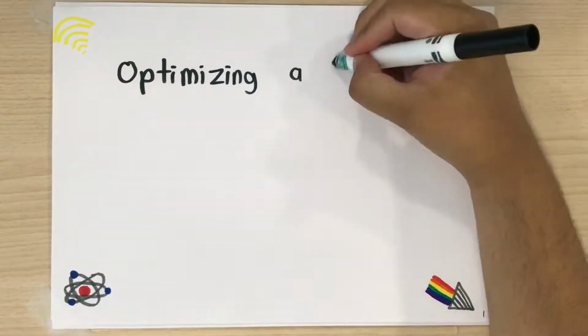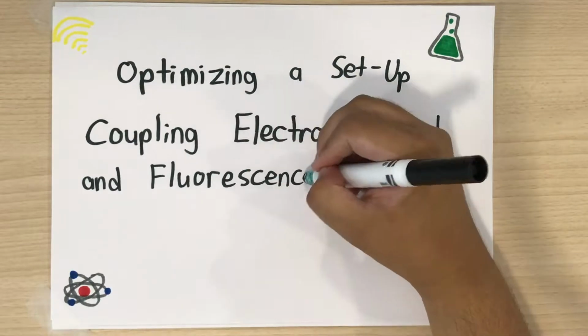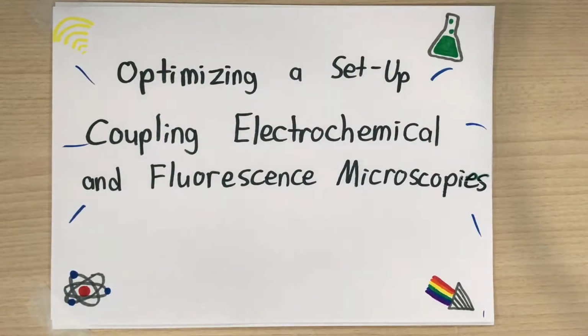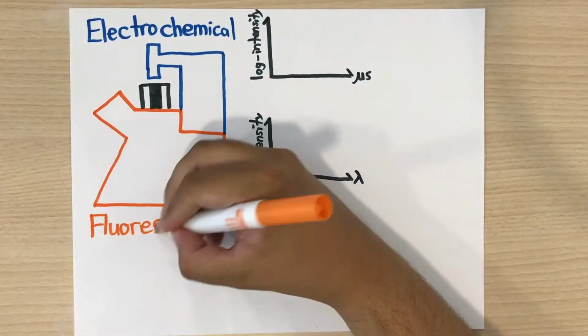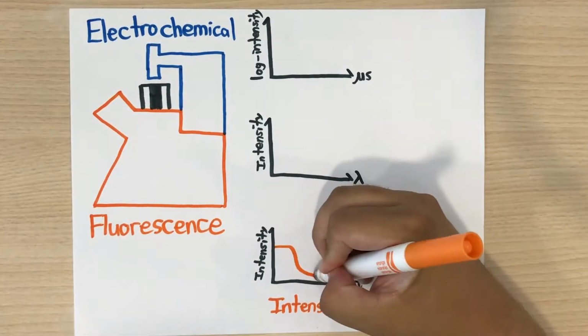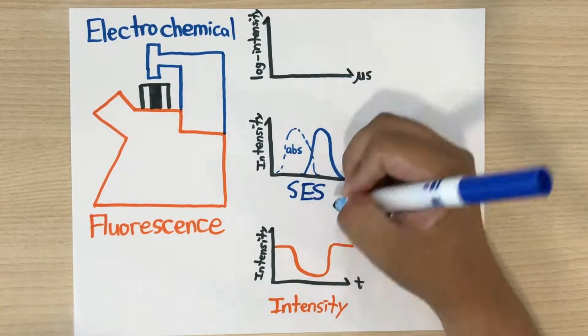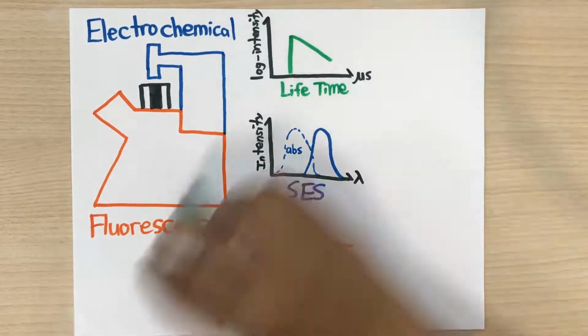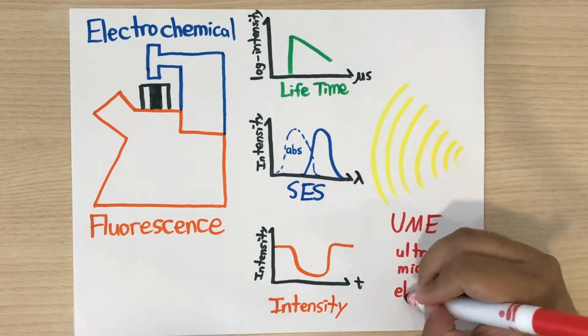My name is Christopher Valdez, and this summer I worked on optimizing a setup coupling electrochemical and fluorescent microscopies. My lab currently has a setup that combines an electrochemical microscope with a fluorescence one, which allows scientists to study a molecule's fluorescent properties such as fluorescence intensity, stationary emission spectroscopy, and lifetime measurements, while applying an electric field via a UME, or ultramicro electrode.